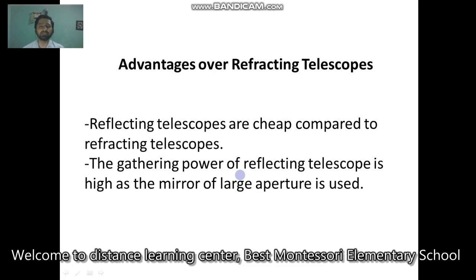Now let me summarize again about the reflecting telescope. A telescope is an optical instrument that uses light. It is used to view distant objects. There are two types: reflecting telescope and refracting telescope. Reflecting follows the laws of reflection, refracting follows the laws of refraction. The reflecting telescope is also known as the Newtonian telescope.